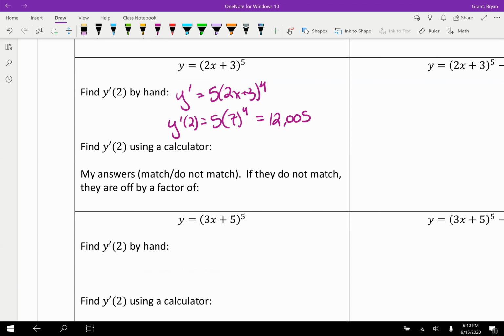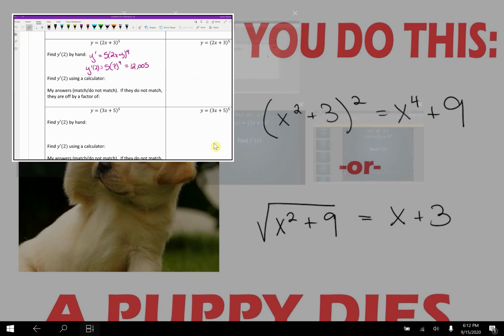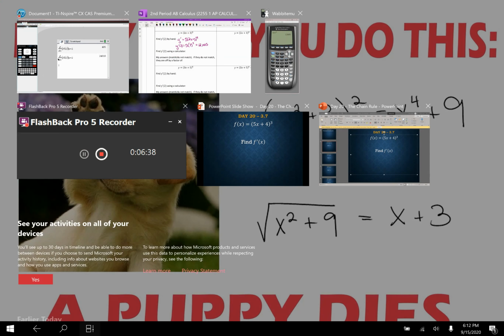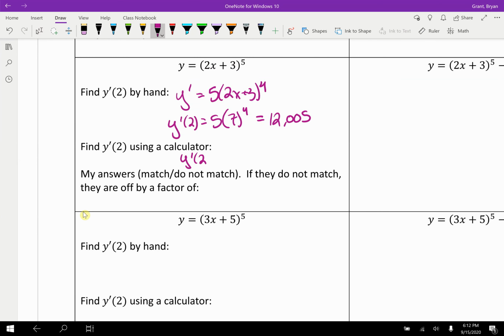Nice. What about if we found it with a calculator? Well, I have this in f2 of x on my Inspire, so I'm going to do that. Realize that we can, of course, copy and paste this down, and then I'm just going to change this 1 to a 2, trying to save some time here. What do I get? Oh, I get 24,010. Well, that doesn't match. Definitely not a match between those two. What are they off by a factor of? Well, hopefully staring at these two, you can tell that if you were to take this equation and multiply it by 2, you would get this as your answer. So they're off by a factor of 2.